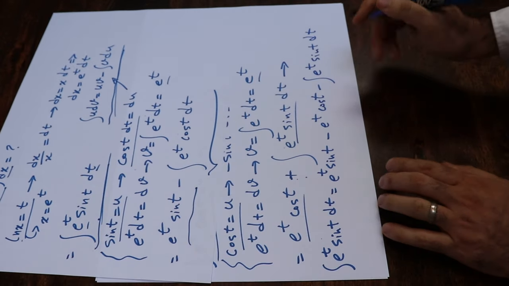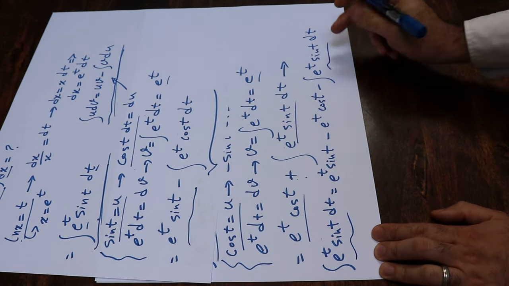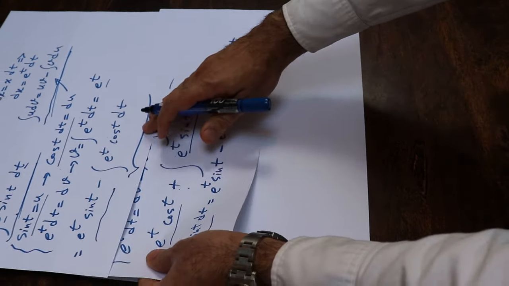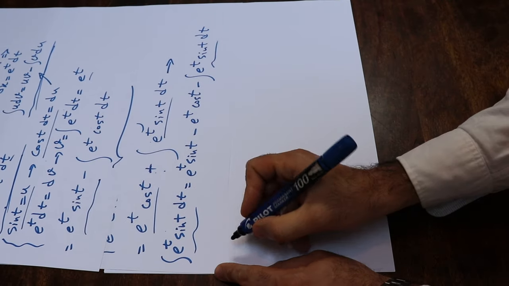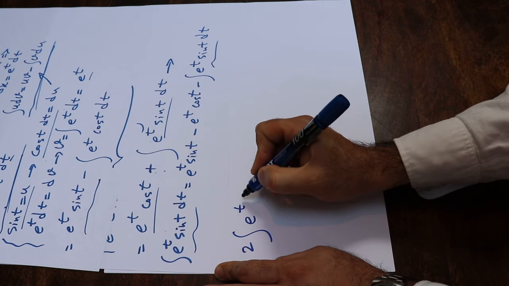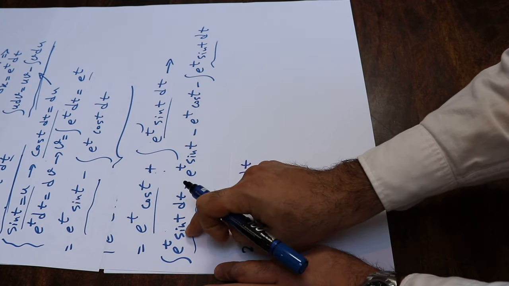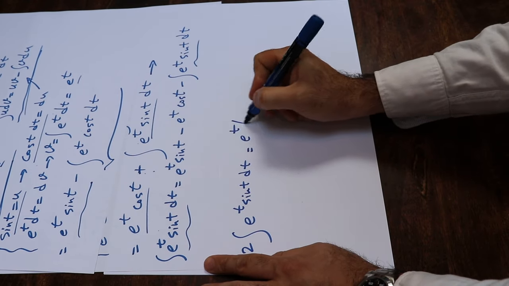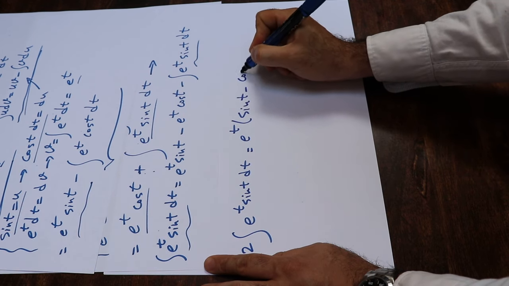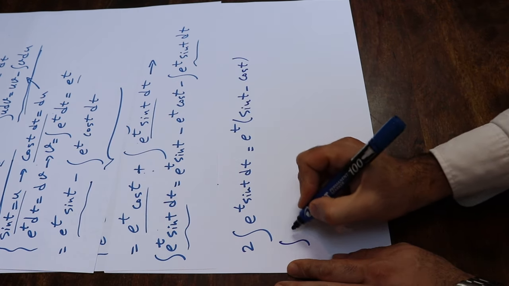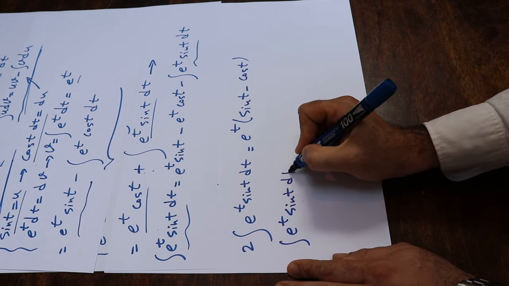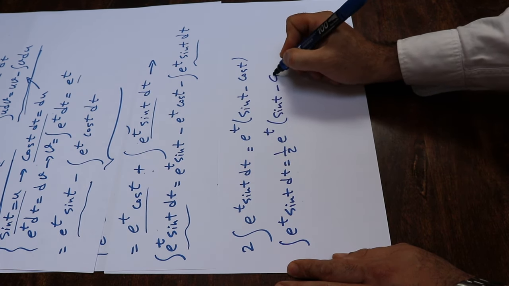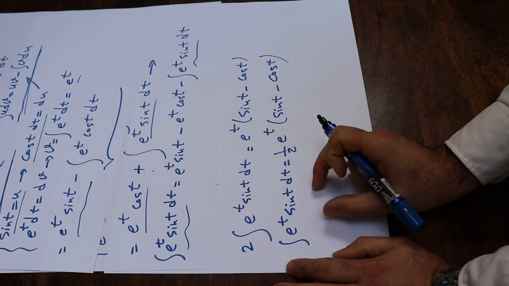Now you see these two integrals are the same, so all you need to do is bring this term to the other side of the equality. If you do that, you get 2 times the integral of e^t sine t dt, because this one plus this one will be 2, equal to e^t, I factor it, times sine t minus cosine t. In other words, the integral of e^t sine t dt will be equal to 1 divided by 2 times e to the power of t times sine t minus cosine t. That's the solution to this integral.